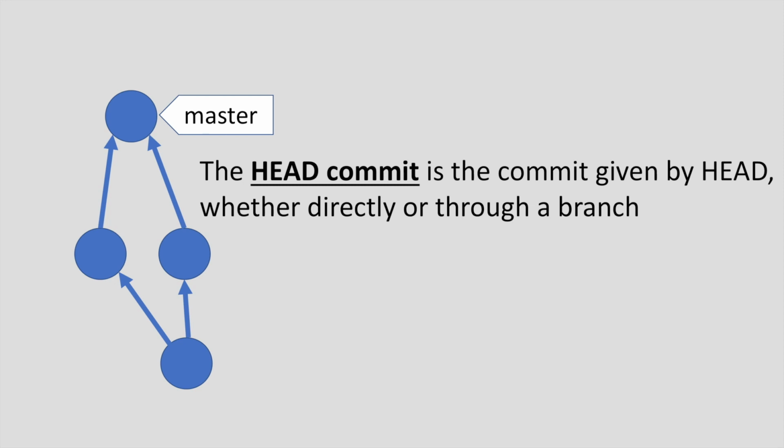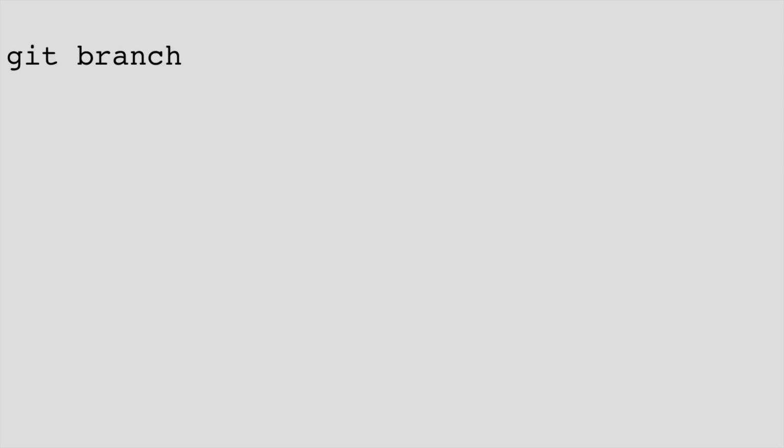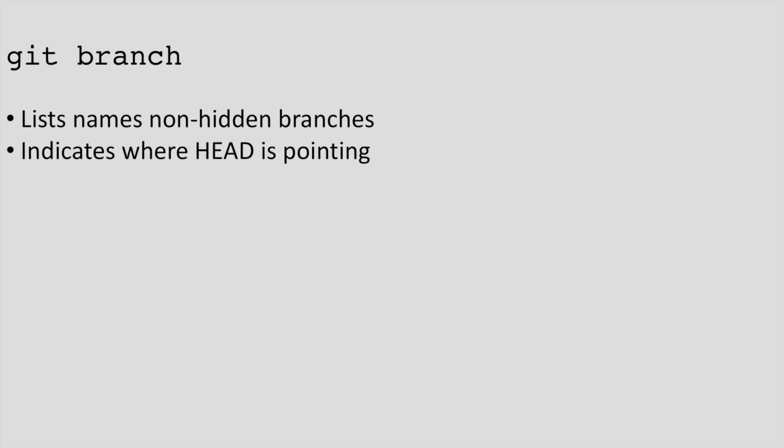Let's draw HEAD on our commit tag. In this diagram, HEAD is pointing to the branch named master. HEAD is not detached, but now HEAD is detached. The HEAD commit is the same commit as before, but HEAD is pointing directly to it instead of pointing to master. The command git branch lists the names of all non-hidden branches and indicates where HEAD is pointing.